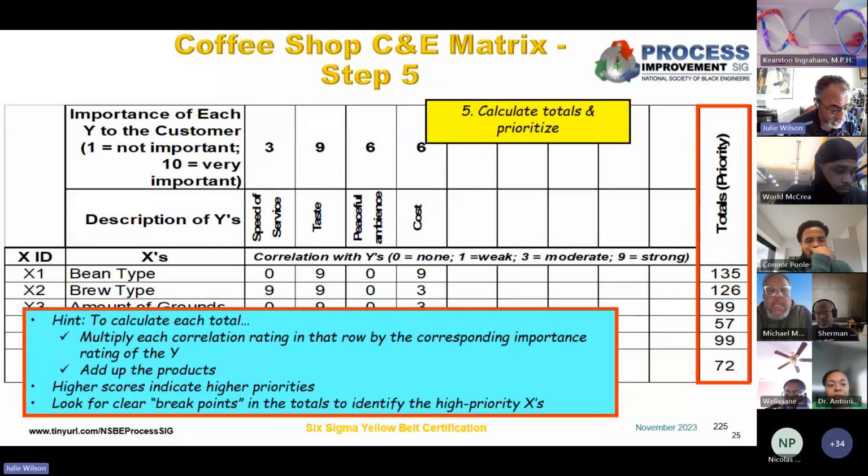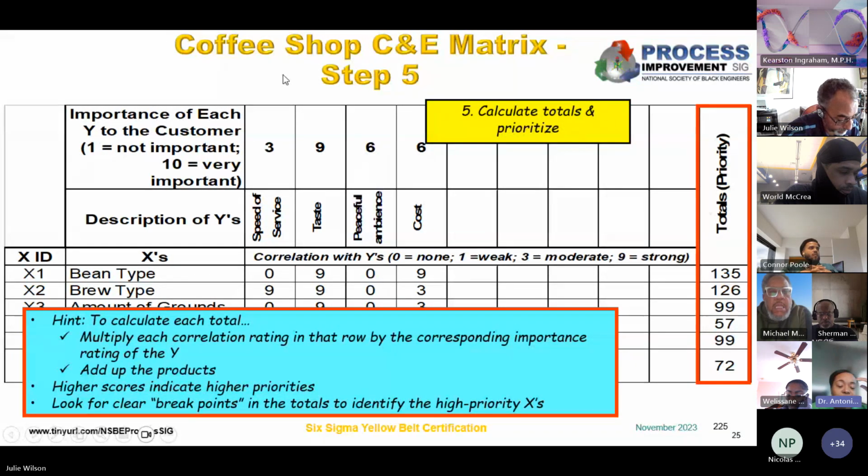So there are other templates or formats that basically accomplish the same type of objective. They're cause and effect matrices that enable you to calculate a score that helps you prioritize potential causes for problems, or they could be for positive things also.